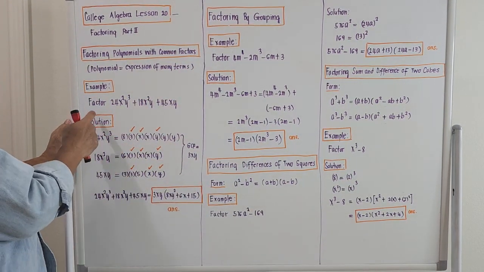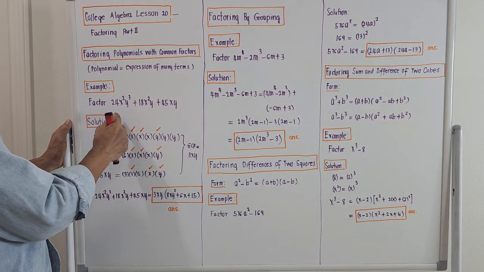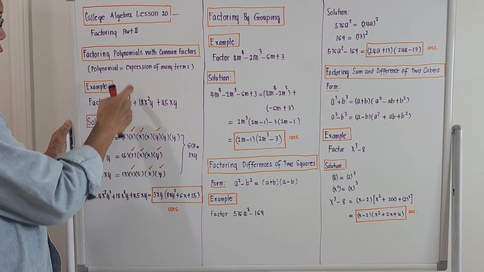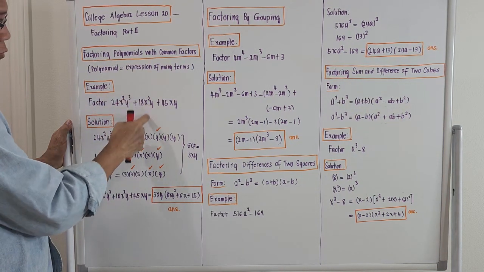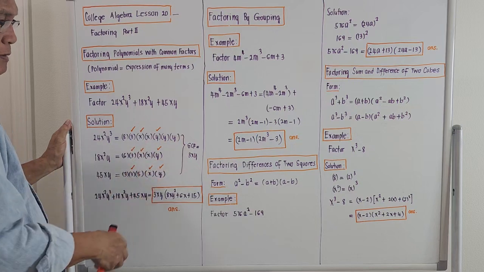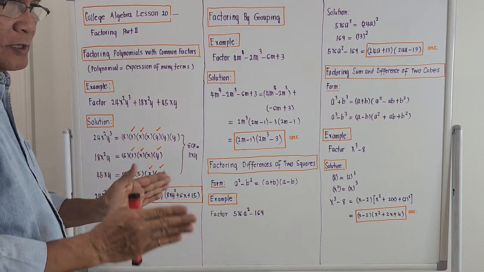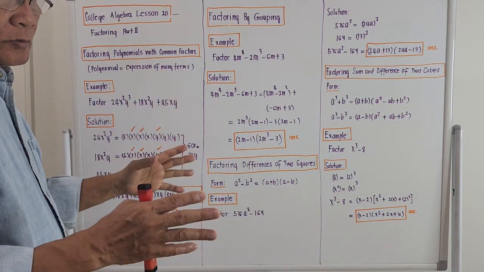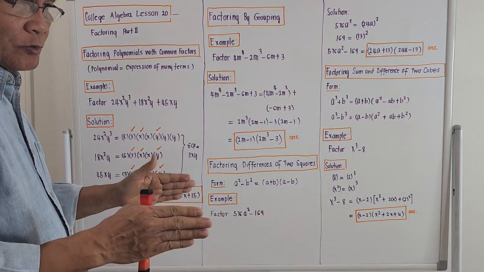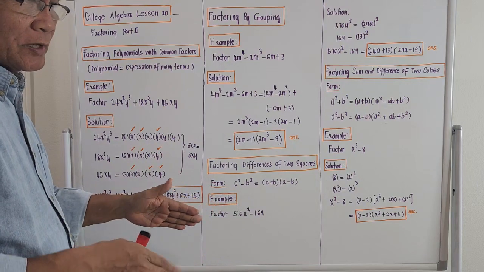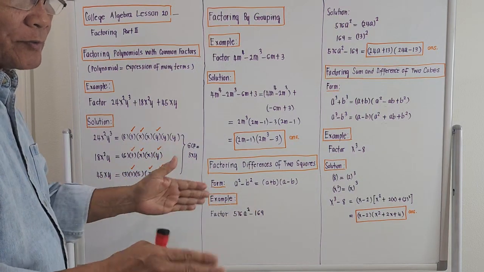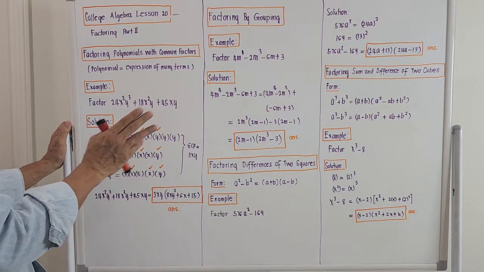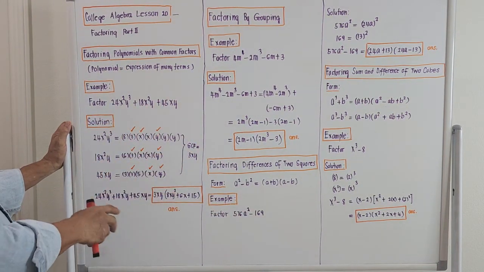Example number 1. Factor. We are given a polynomial here with 3 terms: 24x squared y cubed plus 18x squared y plus 45xy. The problem is asking that we should factor this out by using common factors. I will give you the proper concept on how to factor this out. In all your life under college algebra, you will be using this if you want to follow, okay? The proper factoring of this will be something like this.